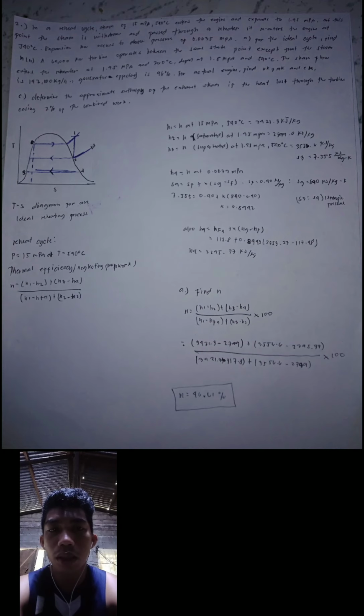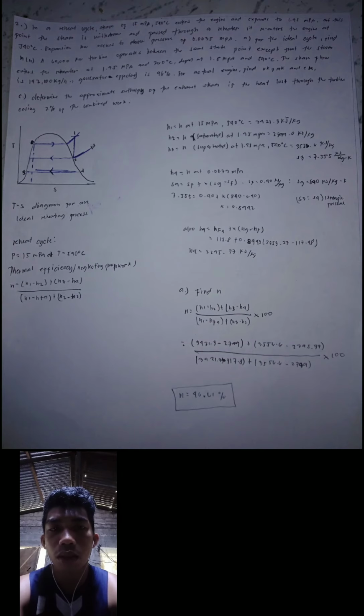B. A 60,000 kilowatt turbine operates between the same state points, except that the steam enters the reheater at 1.25 MPa and 260 degrees Celsius and departs at 1.8 MPa and 540 degrees Celsius. The steam flow is 147,000 kg per hour.